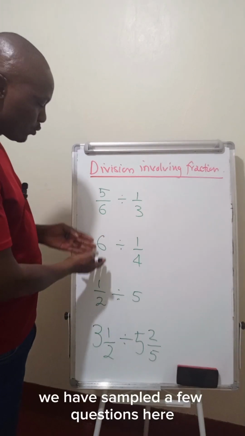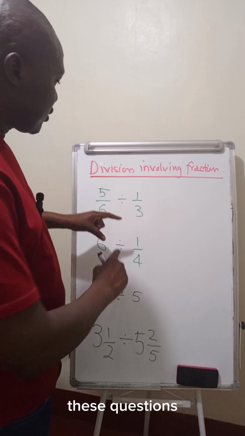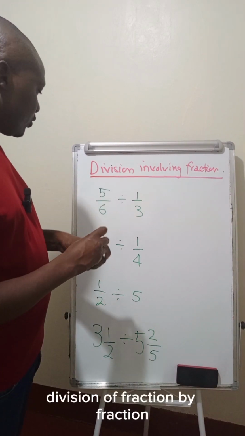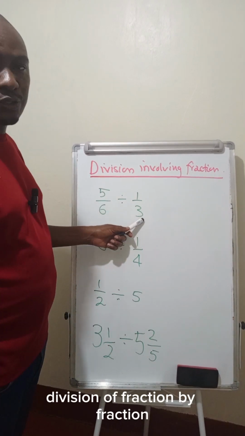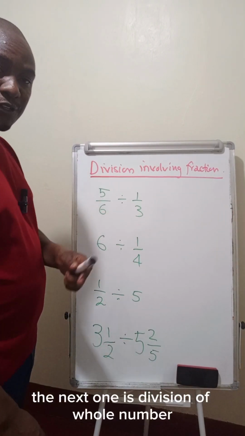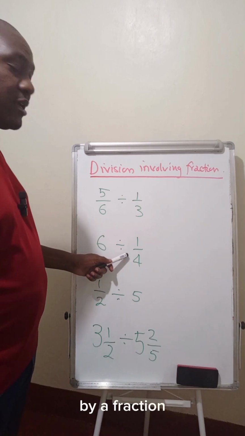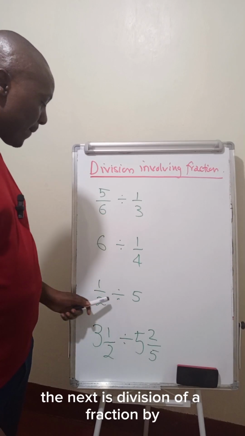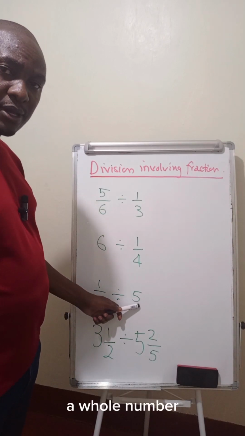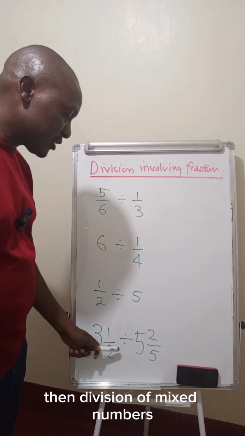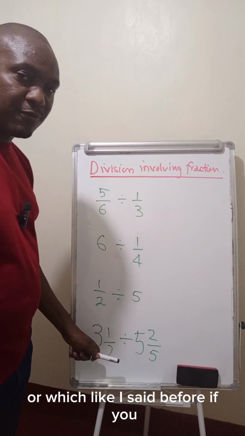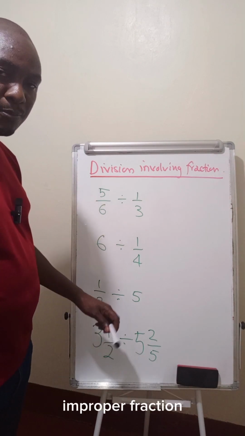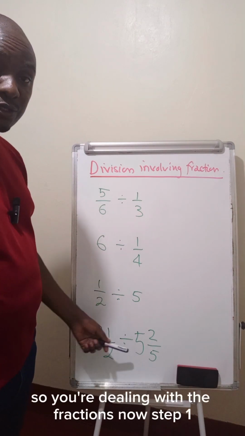I've sampled a few questions here. These questions have a target. Number one shows division of a fraction by a fraction. The next one is division of a whole number by a fraction. The next is division of a fraction by a whole number. Then division of mixed numbers, of which, like I said before, the first step is to convert them into improper fractions. So you're dealing with fractions.